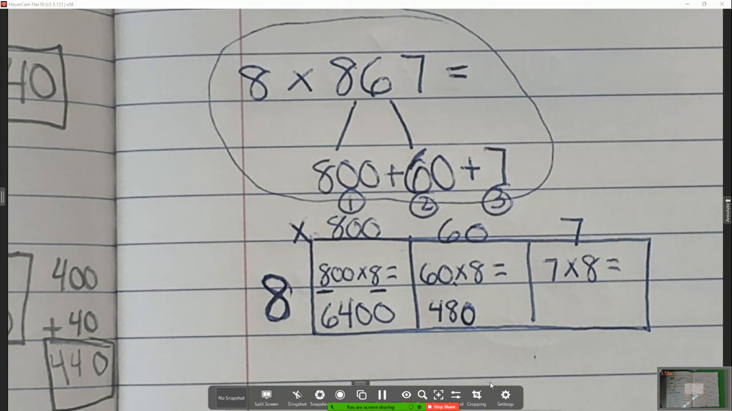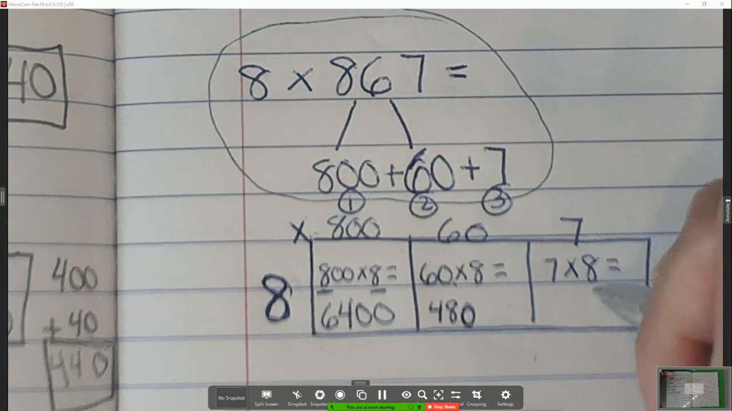Wyatt, what is 7 times 8? If we don't know our fast facts, I want you using that chart, please, because I want to make sure you guys are getting the facts correct. It is 56. Very good. Let's go ahead and put down 56.